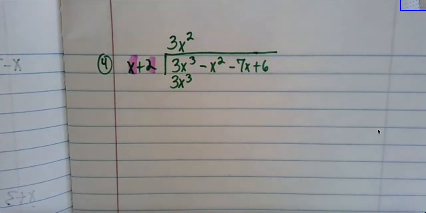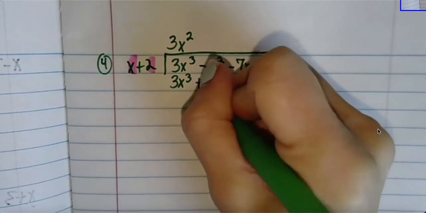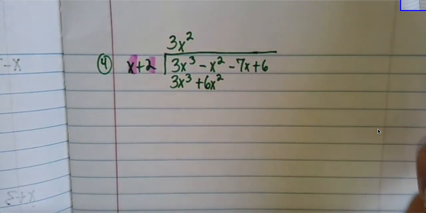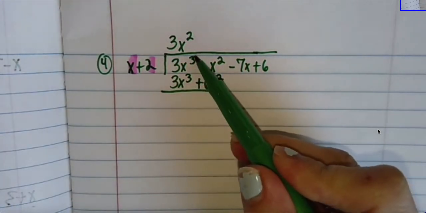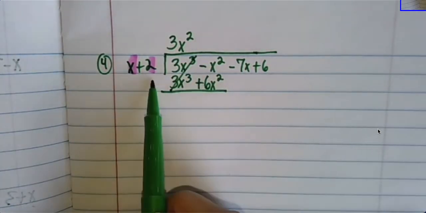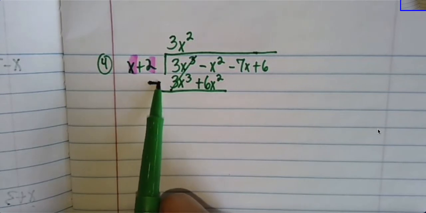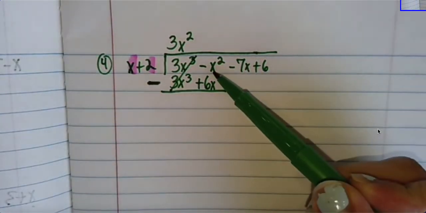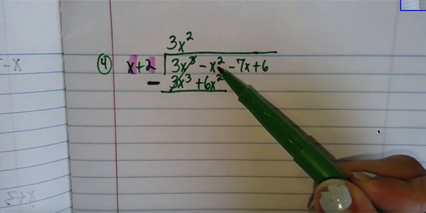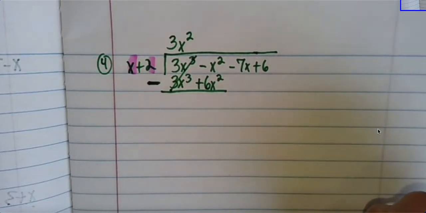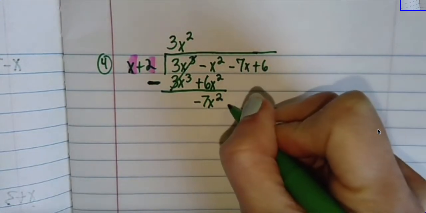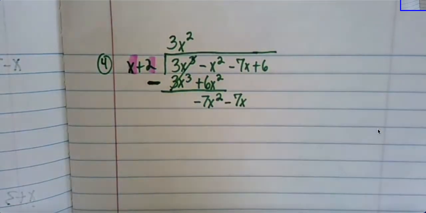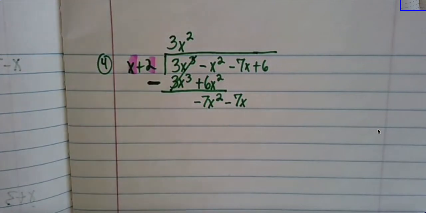Now we distribute it to our 2. What's 3x squared times 2? I heard the problem wrong. 6x squared. Now, these two would cancel out because remember, I'm subtracting everything. Big old subtraction sign. What is negative 1? There's an understood 1 there. Minus 6, negative 7x squared. I fixed it, and I bring down my negative 7x. Questions on that?